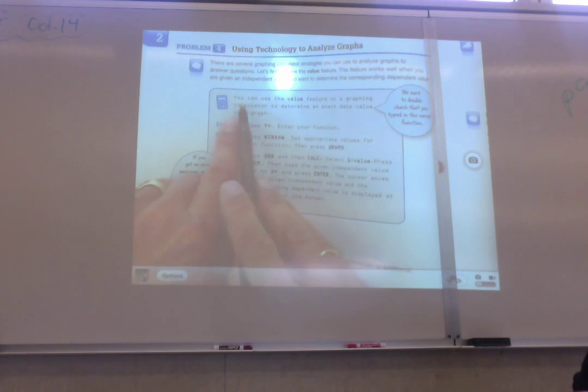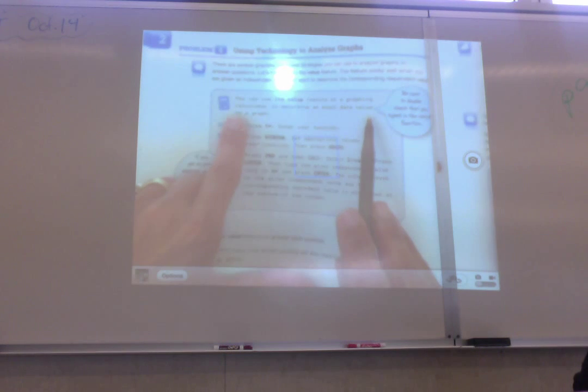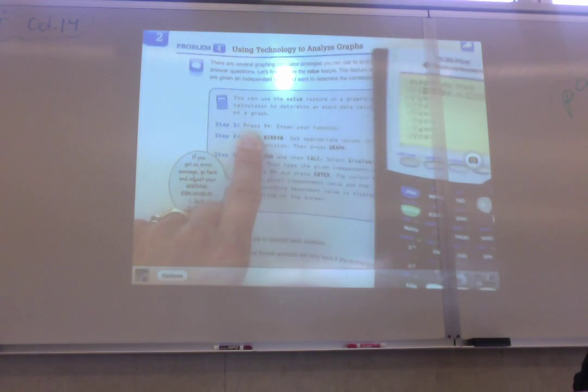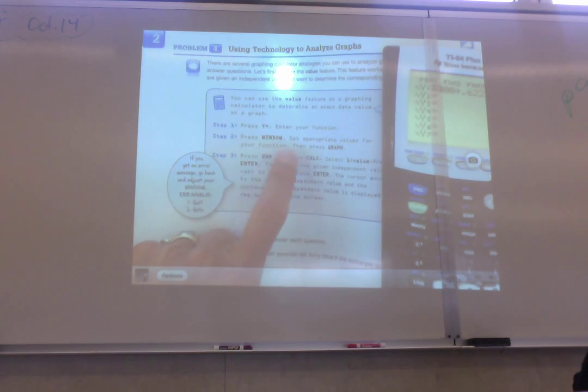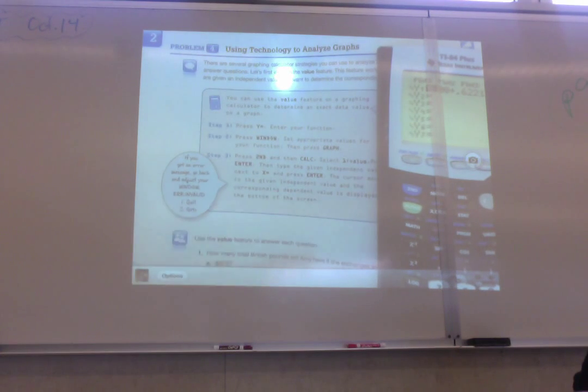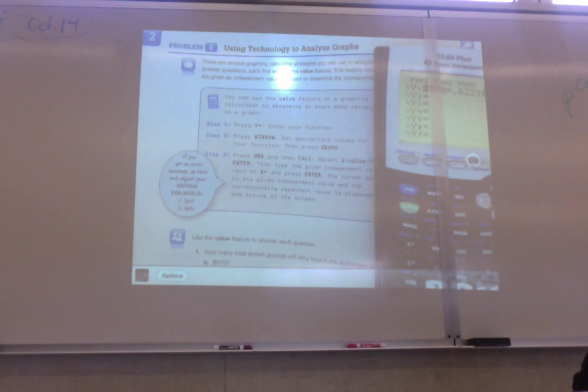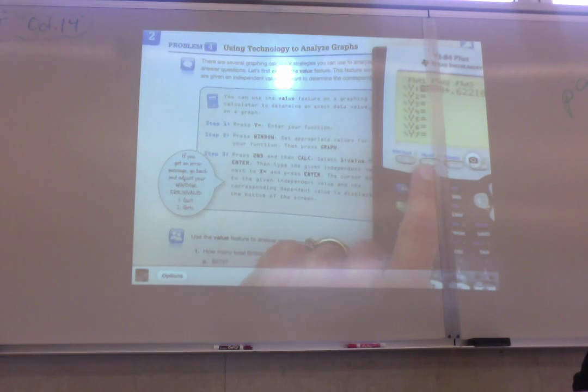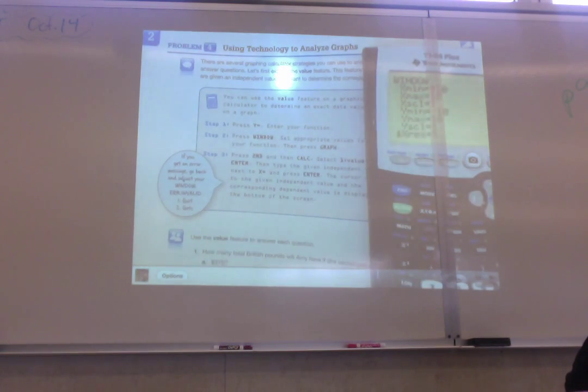Okay, you can use the value feature on the graphing calculator to determine an exact data value on the graph. Step 1, press y equals, back to y equals. Step 2, enter your function. So we already have the function in. I think we're fast forwarding a tiny bit. So we're good. Press window. Go ahead, press window.